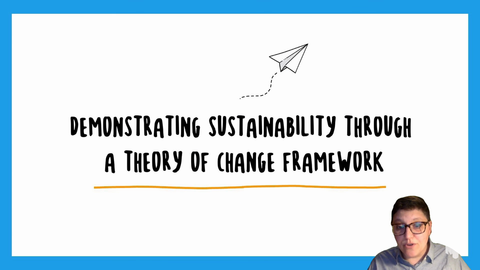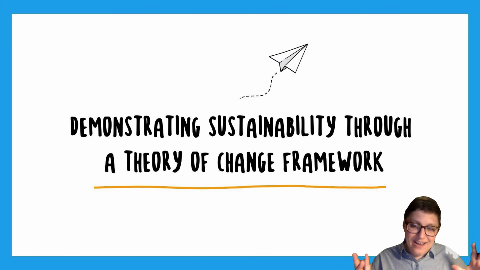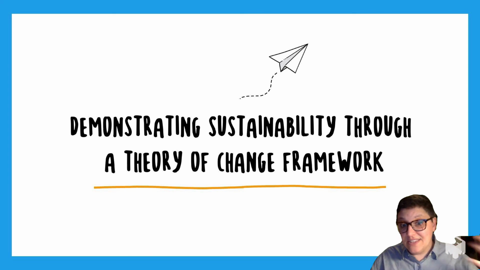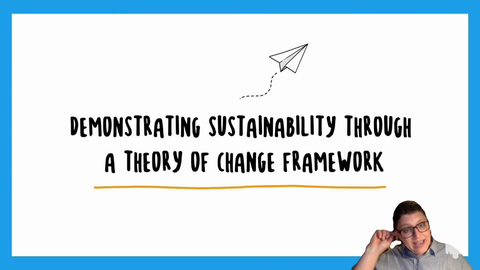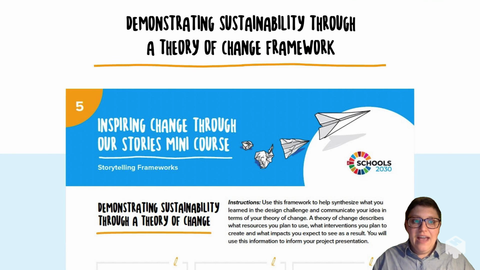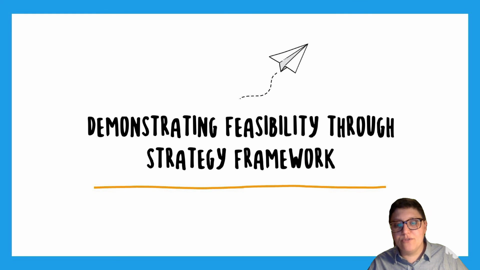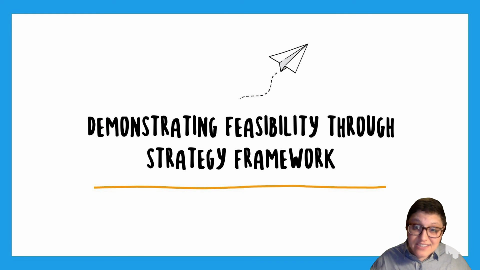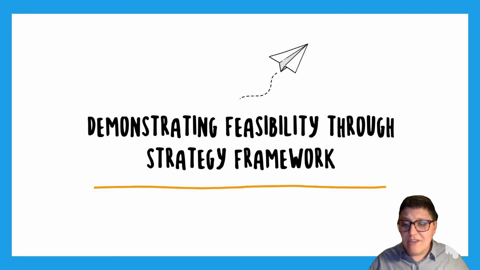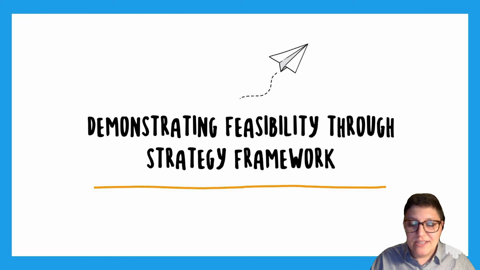Demonstrating sustainability through a theory of change. This asks you to put together all the pieces of the impact, and that helps to demonstrate that this idea is sustainable. And it looks like this. And then lastly, demonstrating feasibility through strategy. This is, again, asking you to determine all the pieces of your idea and how it would be implemented, and then being able to convey that as a strategy to demonstrate that your idea is feasible. And that looks like that.